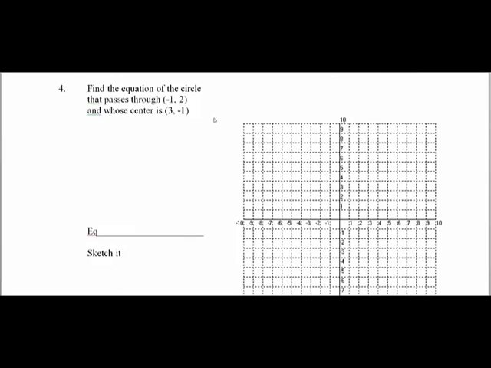So for our final problem today, we're given a little less information, but enough information to solve this. It says, find the equation of the circle that passes through the point -1, 2. All right, so that's right here, and whose center is 3, -1. So what we have here is a center, so here's my h and k, and my equation is going to be x minus 3 quantity squared plus y plus 1 quantity squared.